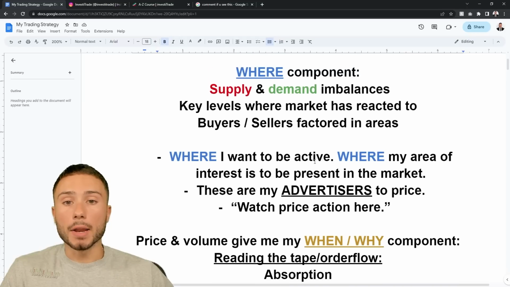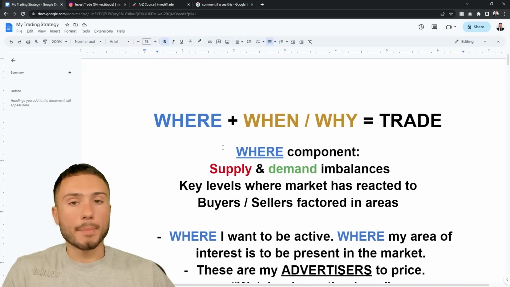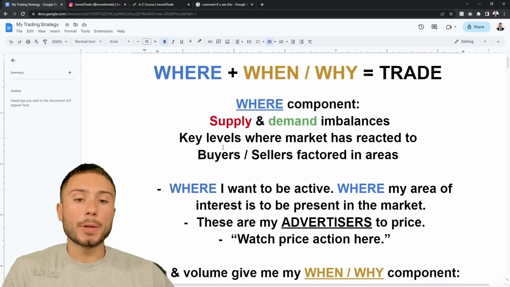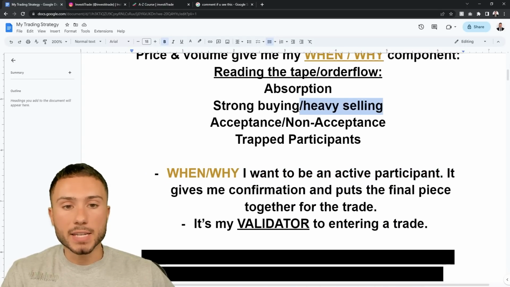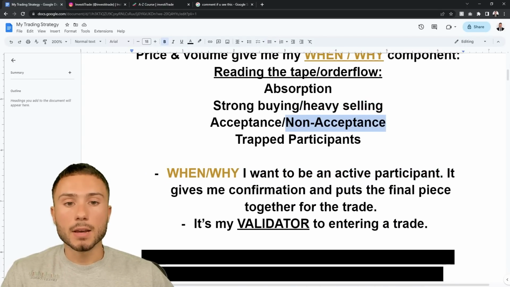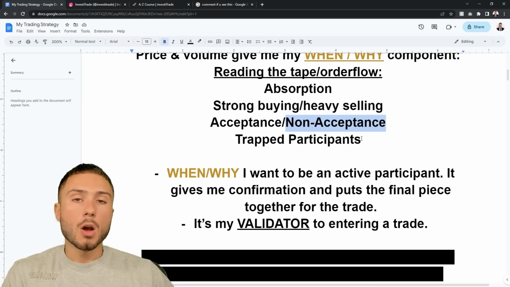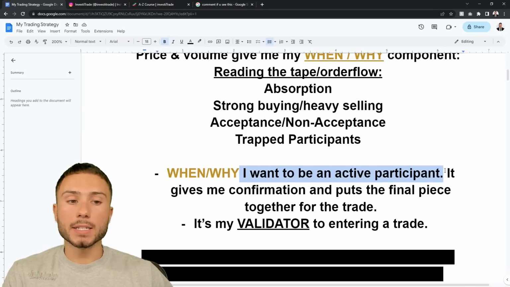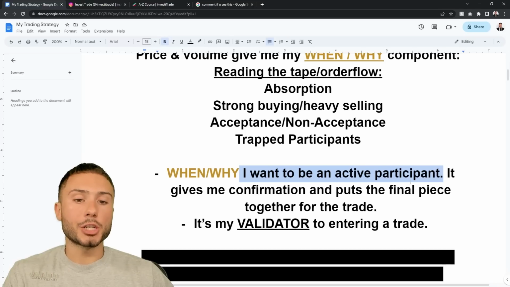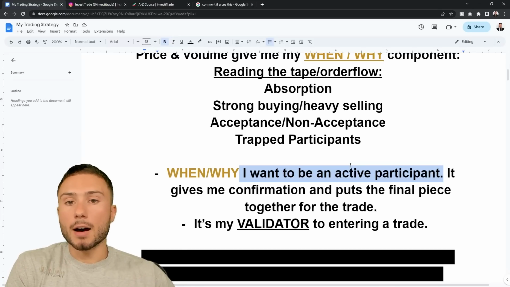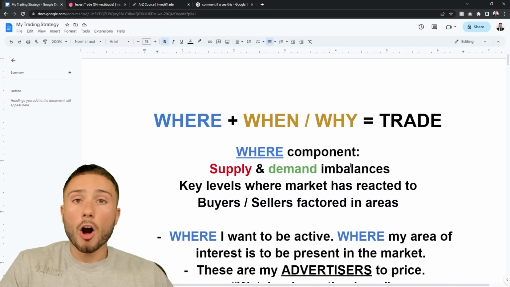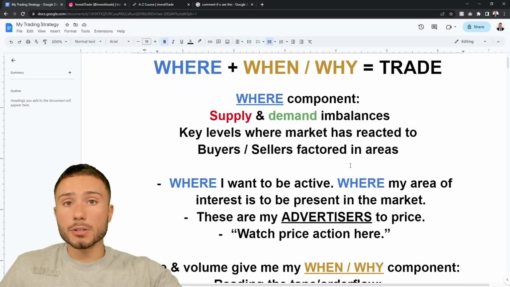It says, hey, Carmine, we're coming down into our demand zone. Or hey, Carmine, we're rallying up into our supply zone. And at this level of supply, we're seeing heavy selling. We're seeing non-acceptance. We're seeing a lot of trapped longs. Well, that's telling me when and why I need to be an active participant. It gives me my confirmation and it puts the final piece of the puzzle together for that trade. It's my validator to enter that setup. Coming up with levels saying, hey, Carmine, once Tesla breaks $100, get long.